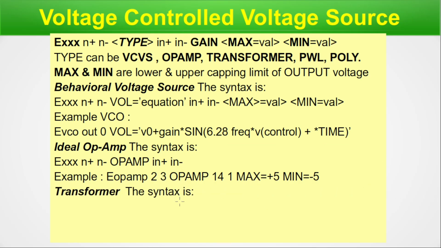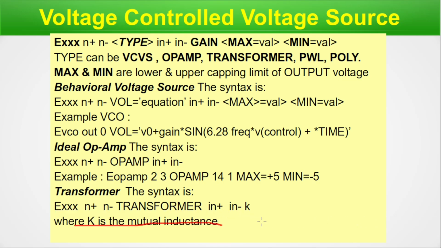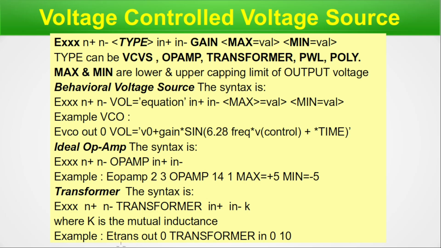Next we have the transformer. Transformer is something where we have two coils, right, and in between we have something for the separation. So this induces, this is getting induced by this. So here we have the format, we have two nodes, then transformer, then plus minus nodes. Here key is the mutual inductance. Example is E trans, then out 0, then we have transformer, then in 0, and the mutual inductance is 10. This way we write the voltage controlled voltage source.